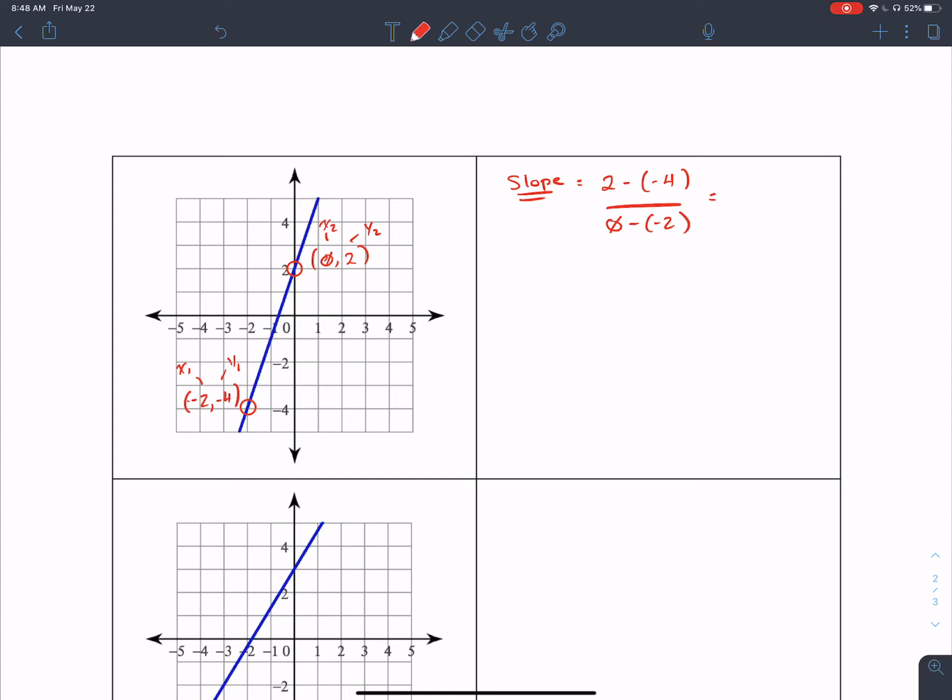So what does this mean? Well, what's 2 minus negative 4? That's the same thing as 2 plus 4. It's the same thing as 0 plus 2. I'm just going to bring this down here. We get 2 plus 4 is 6, 0 plus 2 is 2, so 6 over 2 is 3. So 3 is our slope. And now we need b.